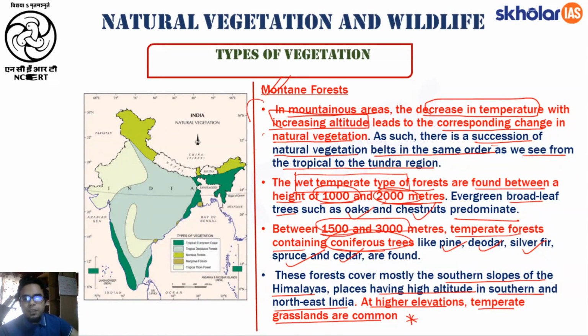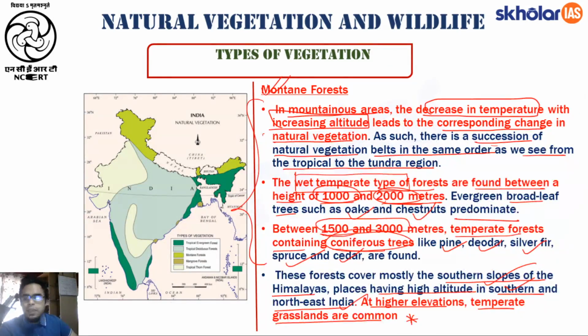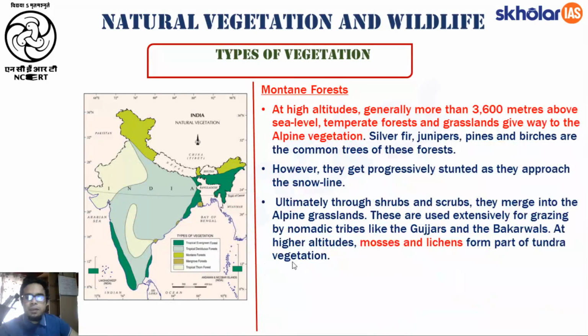So these types of successions that I am talking about, where are they found? They are found along the southern slopes of the Himalayas. They are found along the southern and the northeastern part of India as well, right? All right, so now we have understood the type of vegetation that we see up to a height of 3000 meters. Then what happens as we go to a greater height? At high altitudes, generally more than 3600 meters above sea level, temperate forest and grasslands will give way to the alpine vegetation, right?